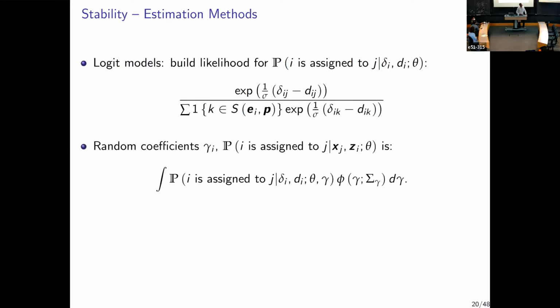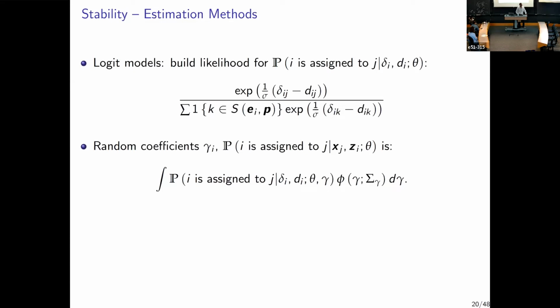If we have random coefficients, that's fine. Remember gamma was a random coefficient. Now delta_ij is going to depend on gamma, and we need to integrate gamma over some distribution of random coefficients. That's more complicated, but we know how to do that. But still, just focus on the simple logit one. We have a closed form solution for the likelihood, so in principle we can estimate it using logit.